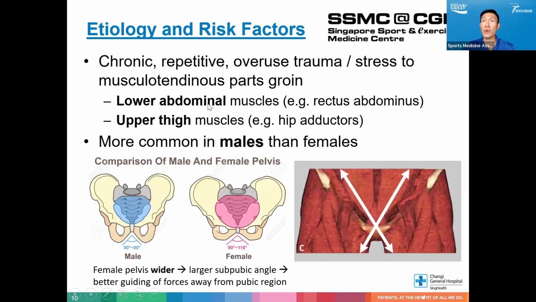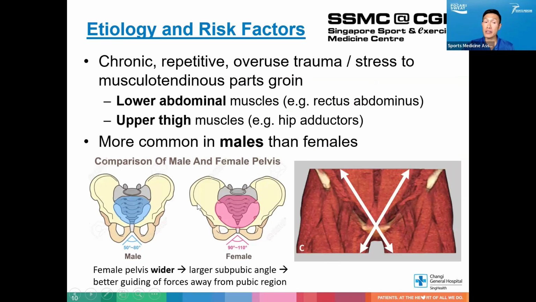So what is the etiology? What causes this injury? This entity called sports hernia, athletic pubalgia, is a chronic repetitive overuse injury to this part of the groin, the musculotendinous part of the groin, which involves the lower abdominal muscles, as we mentioned, the rectus abdominis here, as well as the upper thigh muscles, which is the hip adductors here. We know that it's more common in males than females, right?